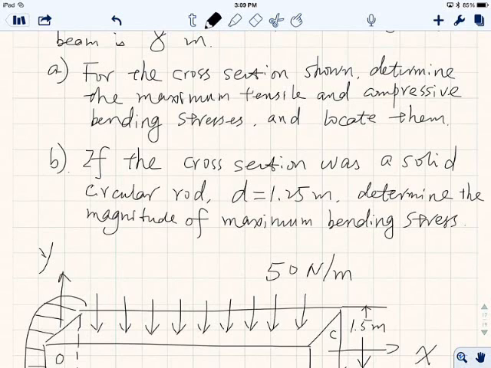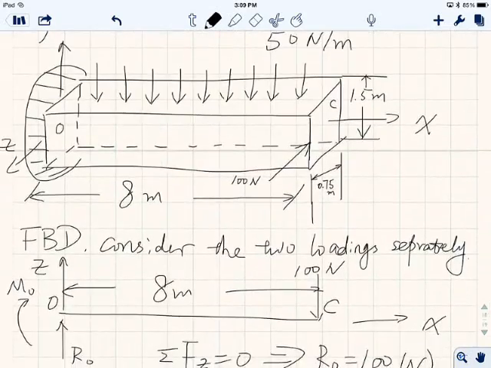first of all, where is the maximum tensile and compressive bending stress? Because remember we have the equation sigma equals MC divided by I, right? So when you have a bending moment on a beam, you have a bending stress developed across the thickness of the beam. And it's asking where the maximum tensile and compressive stresses are, and to quantify them, okay? All right, so let's look at A first.